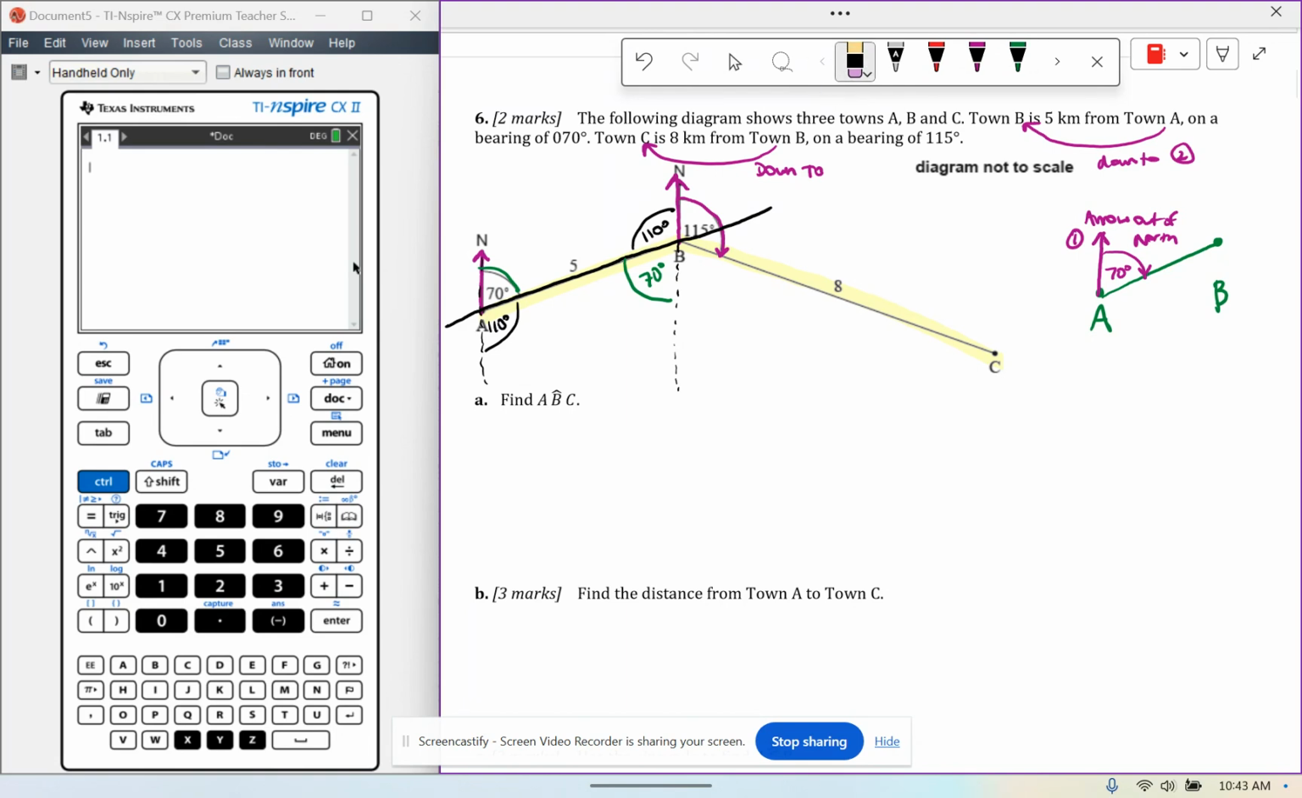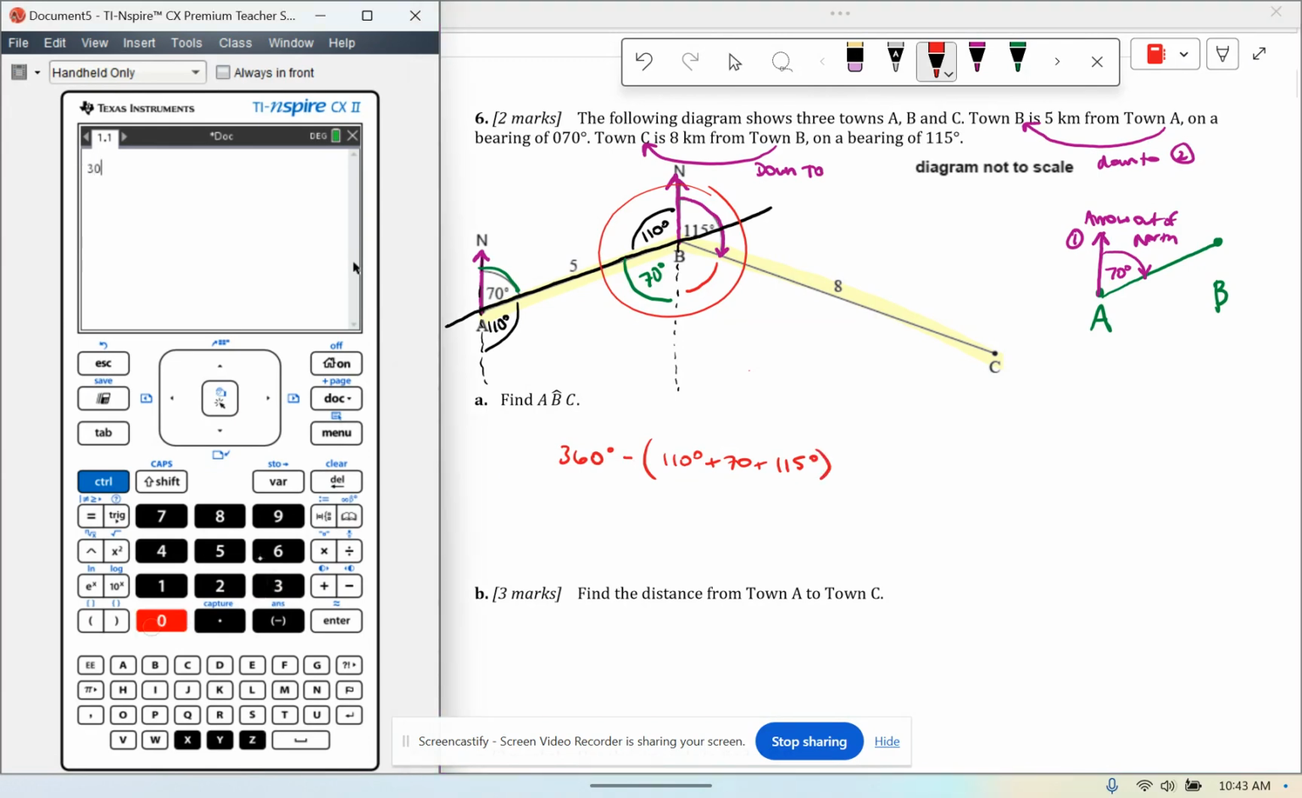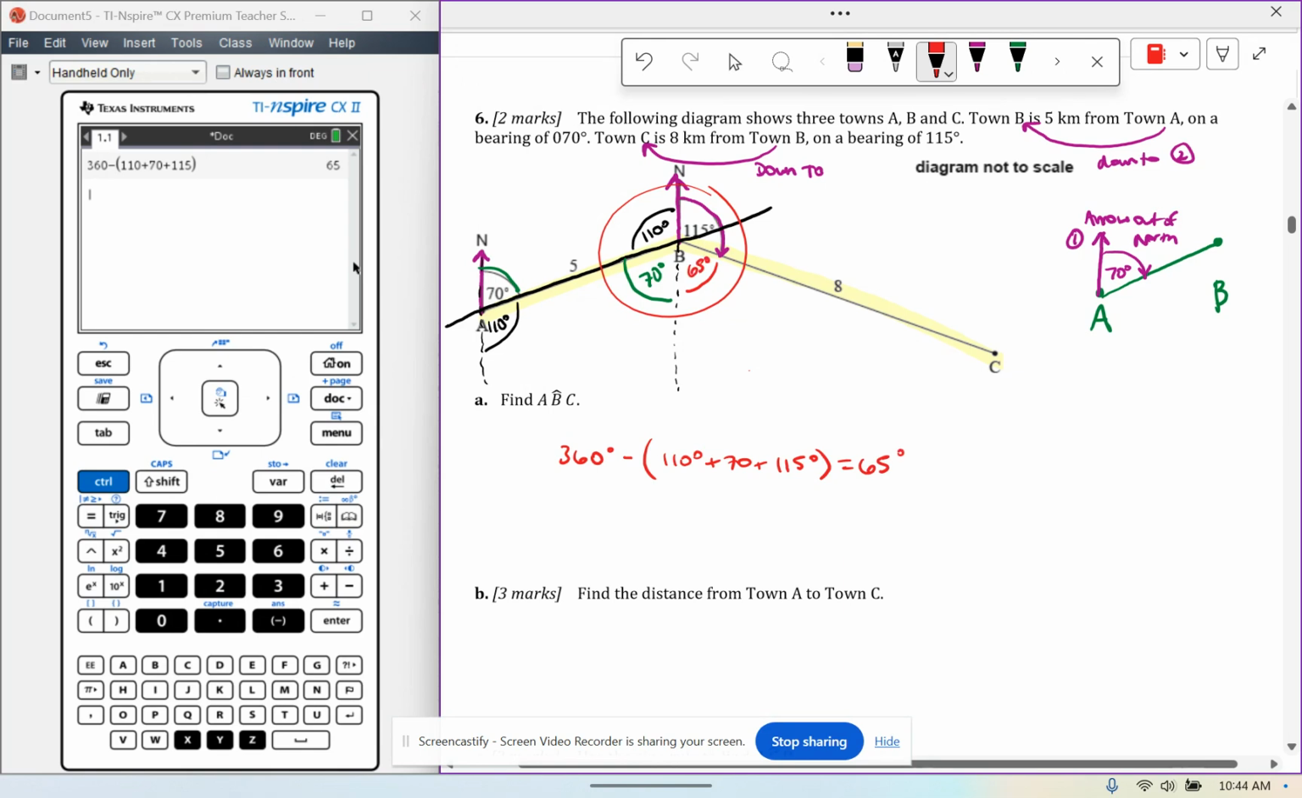So this is very useful because now I have part of ABC, but I don't have this little piece right here. The way that I can find that little piece is that 1 full rotation adds up to 360 degrees. So I can do 360 degrees minus 110 plus 70 plus 115. I could just do that on my calculator real fast. Okay, so now I have 65, plus 70 is going to give me ABC.